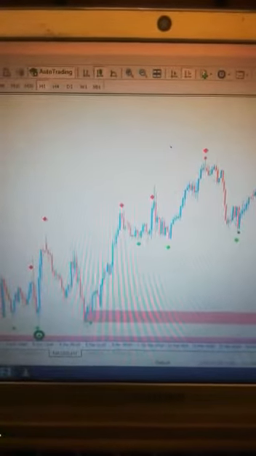Now, let's look at this software. First of all, when you see a blue line, it simply represents a support, right? When you see a red dot, it indicates a sell signal, right? When you see a red line, look at this. You see this line, right? It's a red line. It simply means the market is going bullish.